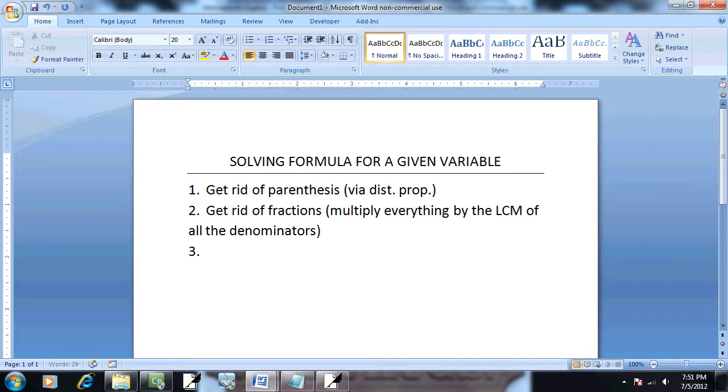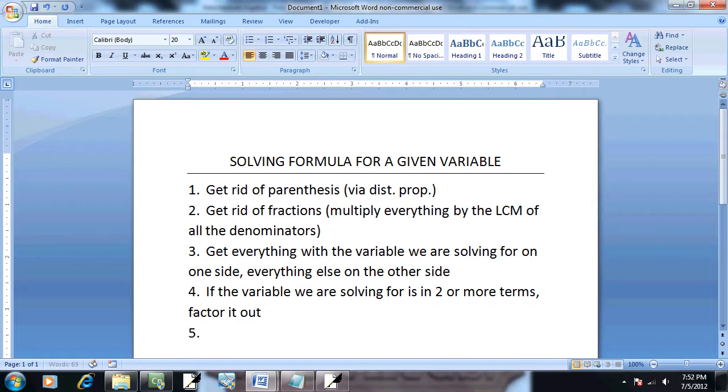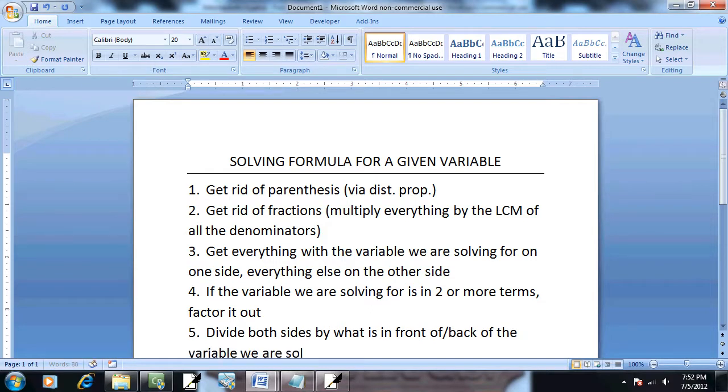Step 3, get everything with the variable we are solving for on one side, everything else on the other side. Step 4, if the variable we are solving for is in 2 or more terms, factor it out. And step 5, divide both sides by what is in front of or behind the variable we are solving for.